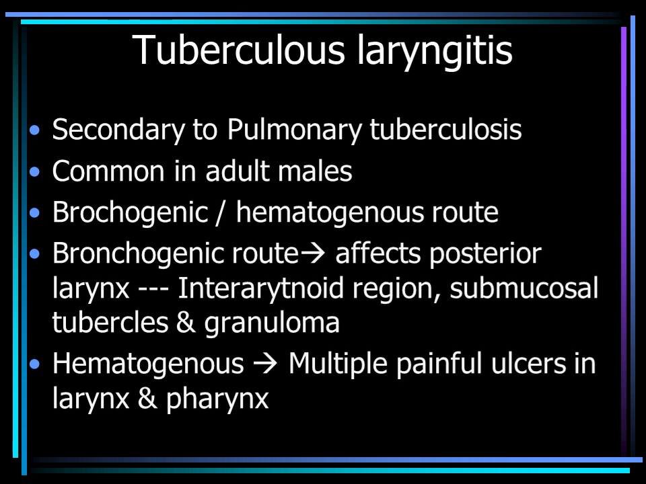We'll talk about tuberculous laryngitis, which is secondary to pulmonary tuberculosis. It is common in adult males. Inoculation can be through a bronchogenic or a hematogenous route. The bronchogenic route basically affects the posterior larynx, that is the interarytenoid region, with submucosal tubercles and granulomas. The hematogenous route may cause multiple painful ulcers in the larynx and pharynx.